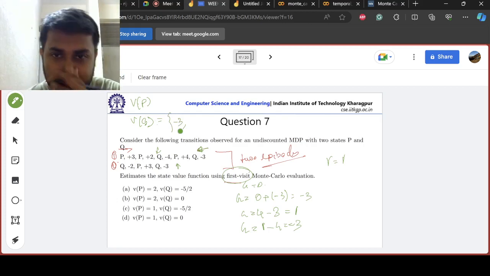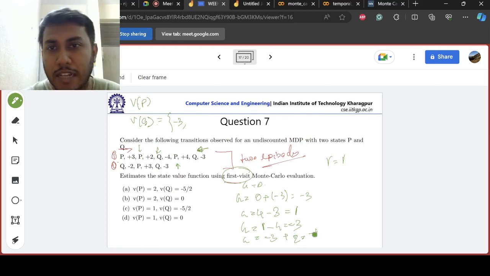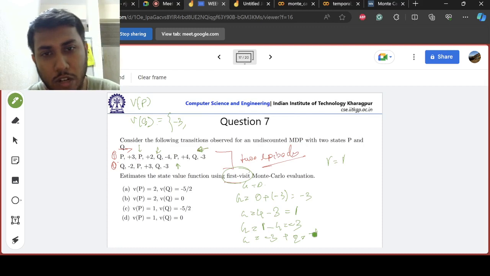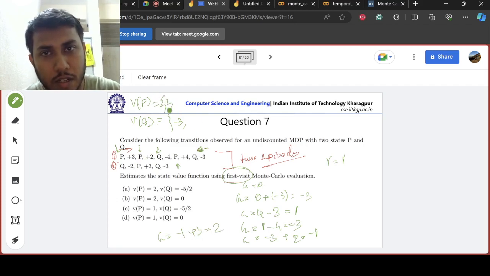Okay, fine. Next, we again go. Now we come here. Current return is minus 3, and we are adding plus 2. That is minus 1. This is not the last time we are visiting P, right? So we will not update it. And now we come here. So G equals minus 1 plus 3 is equal to 2, right? So this is the last time we are visiting P, so we'll update VP with 2. Okay.